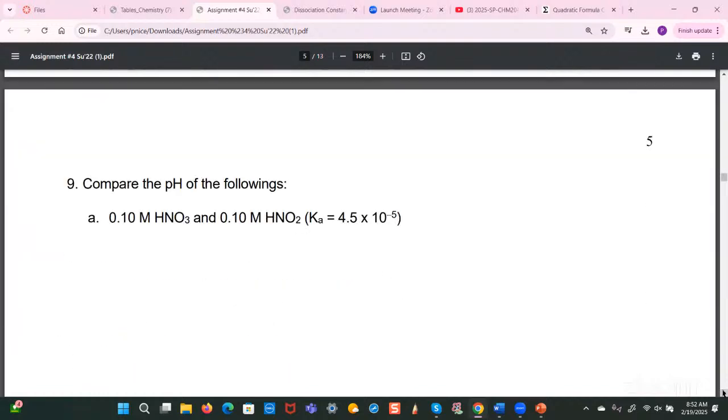Okay. All right, question 9 is asking you to compare the pH of the following. Basically, what you need to do is calculate the pH of each of these solutions, and that's it. Which one is greater? Or maybe you don't need to. Hold on. Compare the pH of the following. What do they mean by compare? Because I can't tell which one is a weak acid, right? The nitrous acid is the weak acid because, of course, nitric acid is strong, right?